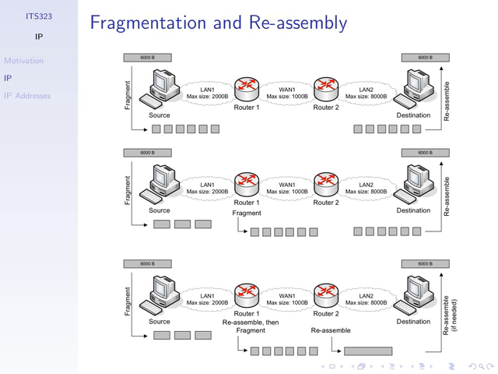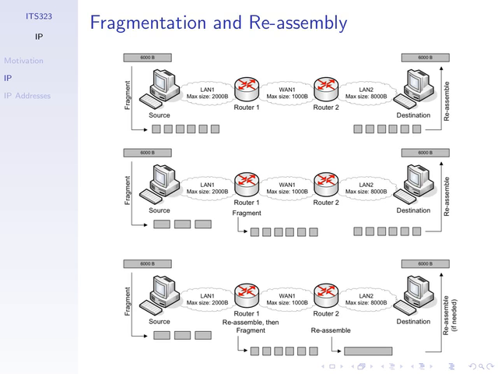Second approach, fragment at the source and or at the routers. Reassemble only at the destination. In this case, we don't need to know about the entire path. We just need to know the maximum size of the next subnet. Let's see how it works. We have 6,000 bytes. Source needs to send to router 1. It knows the maximum size supported by this subnet is 2,000. Therefore, we need to fragment into 3 fragments of 2,000 each.